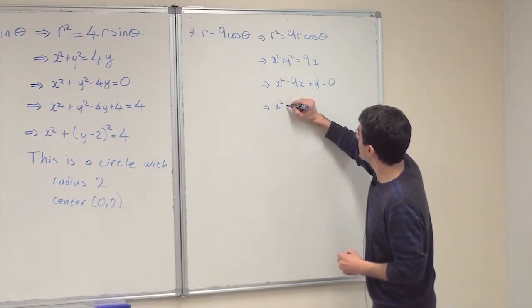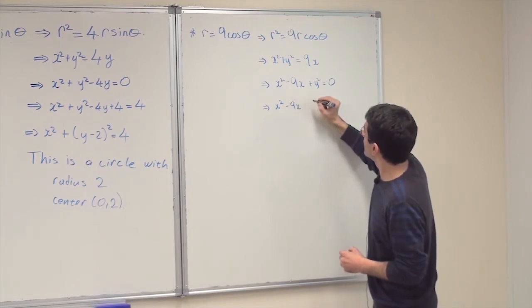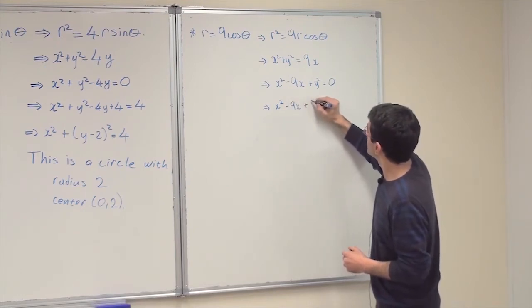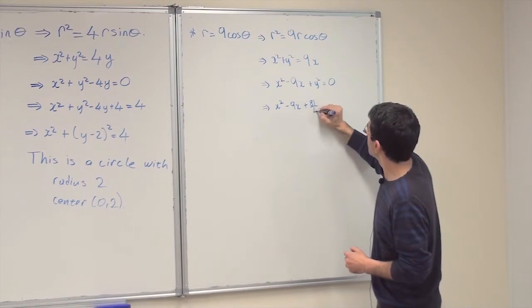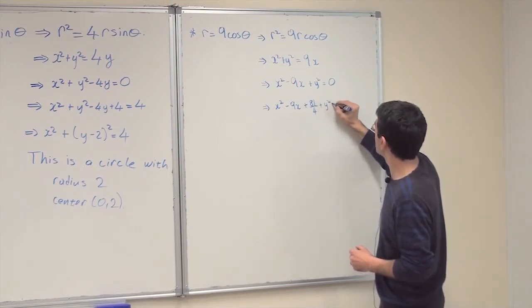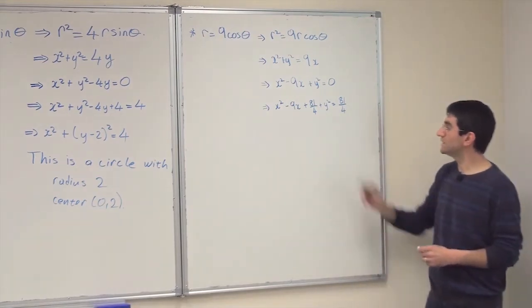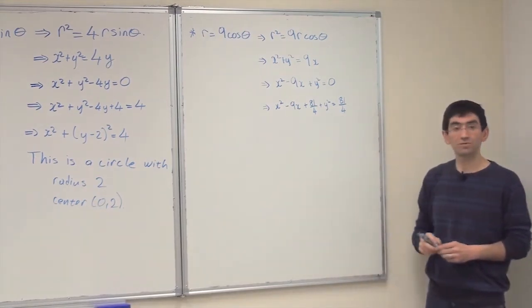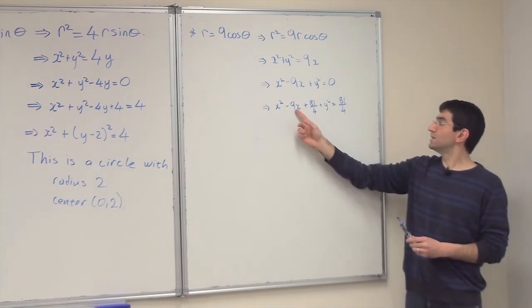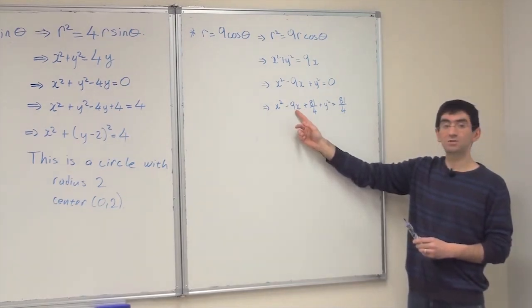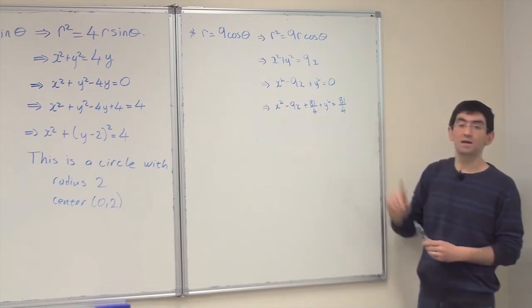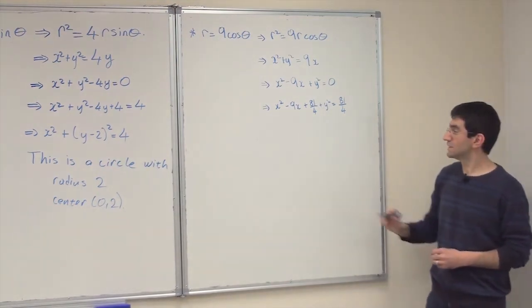X squared minus 9x plus 81 over 4 plus y squared is equal to 81 over 4. So the constant that we need is 81 over 4. How do we find this constant? We divide the coefficient of x into half and we square it. And that's the number which has to be added on both sides.